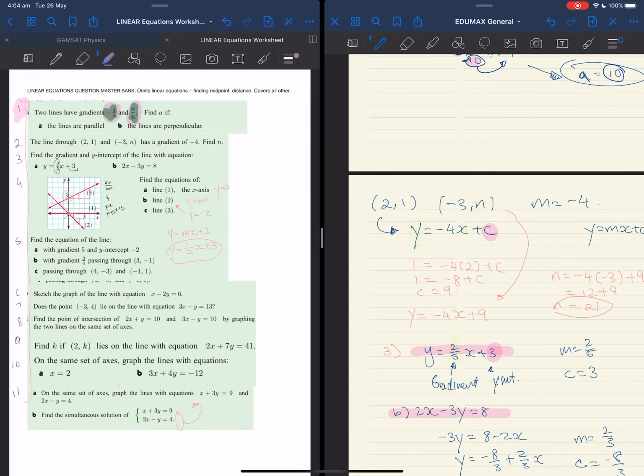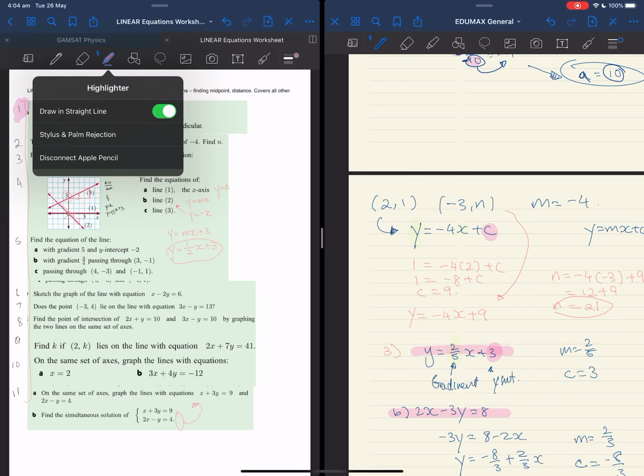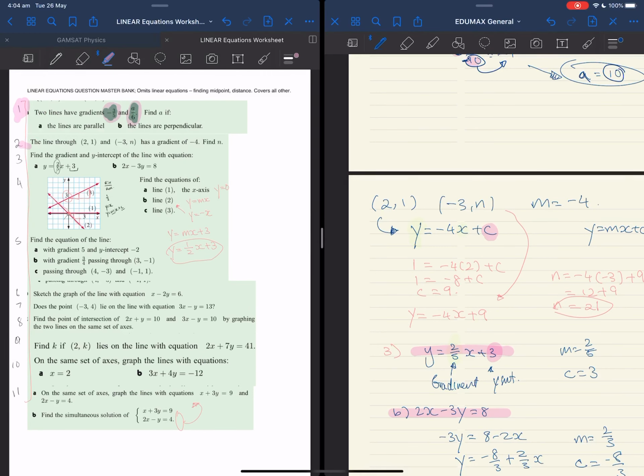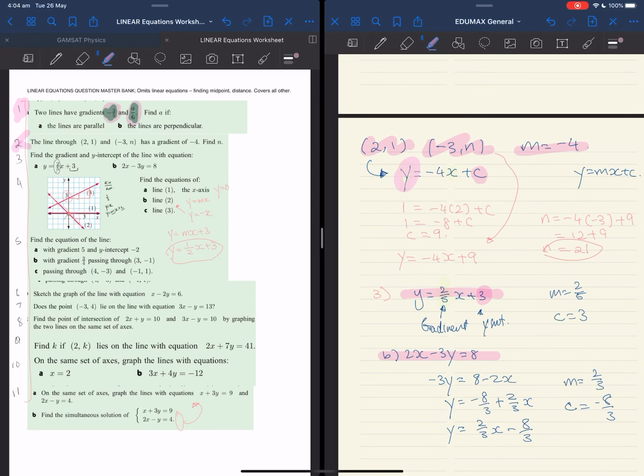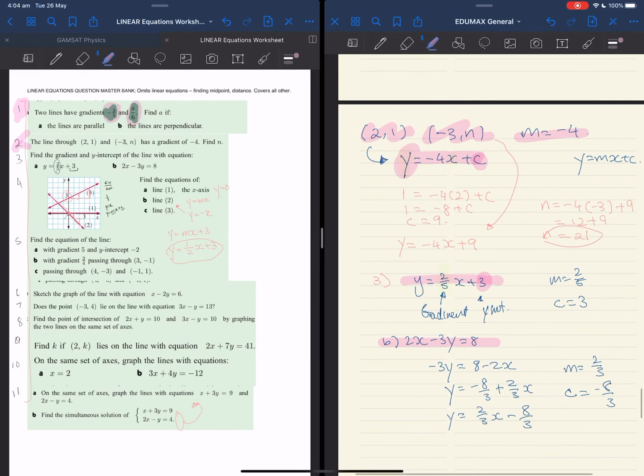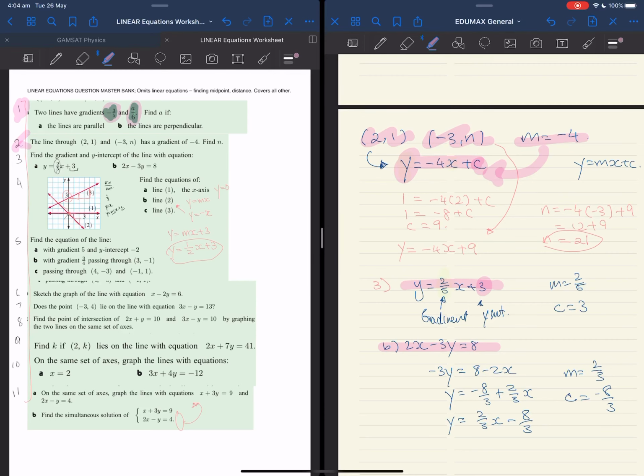Second question. So we finished line 1. Okay, let's do line 2. A line through this, and this has a gradient of that. Okay, so always list out what you have. This is what we have. It says it passes through point 1, 2 with a gradient of -4. So I wrote it out. This is the formula. -4x plus c. Because this is what we have so far, right?